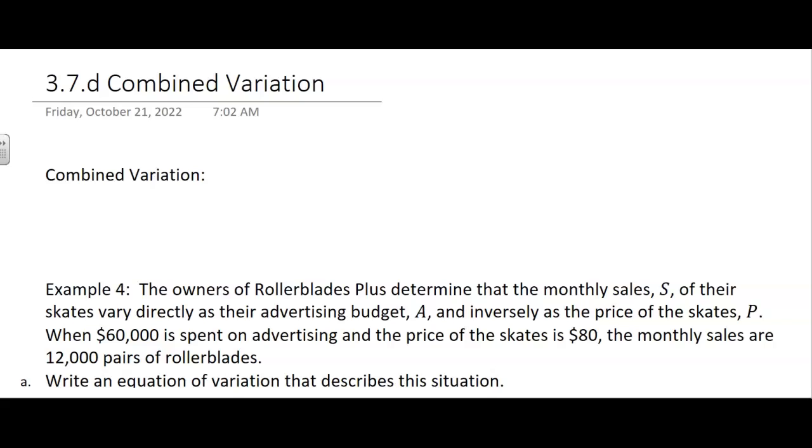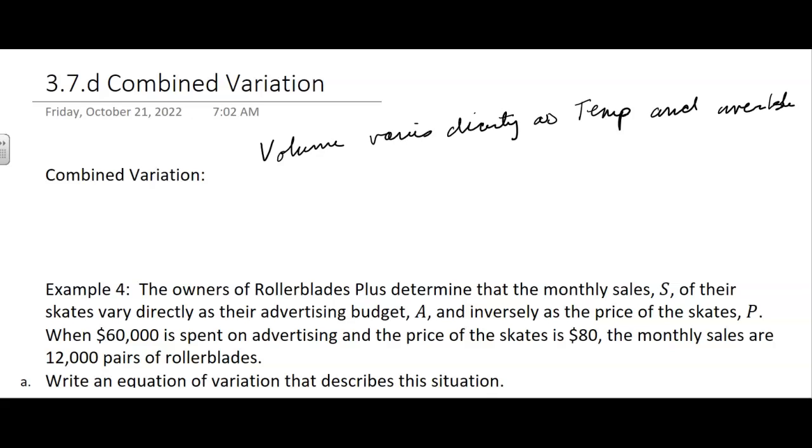Okay, so in combined variation, you can have more than one situation going on. Maybe the volume varies directly as temperature and inversely as pressure or something like that. I'm just making this up. But you have two things going on.